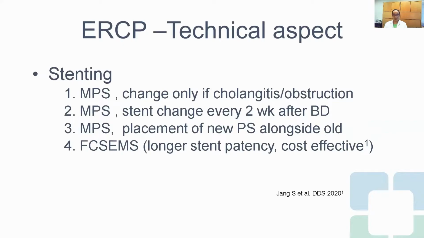Second strategy is more rapid upgrading of the stents. You bring them back every 2 weeks, you change the stents out and put in a larger stent or more number of stents till the stricture is resolved. Third strategy for multiple plastic stenting is you put some stents in, bring them back, you leave the old stents in place and put a new one in tandem alongside the old stents and continue till the stricture resolves.